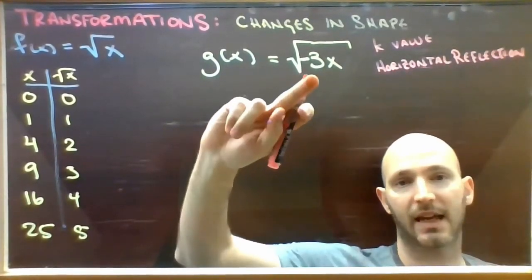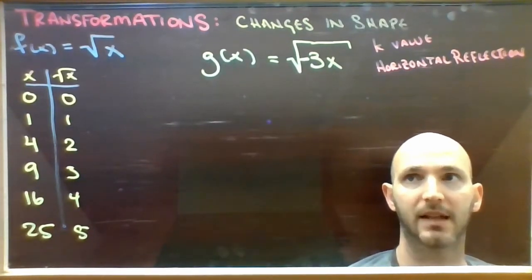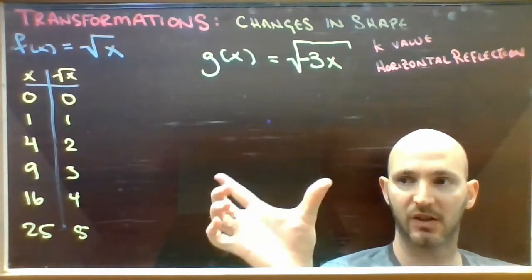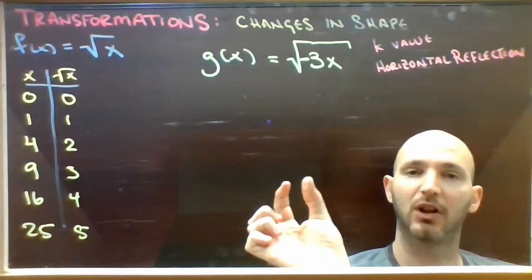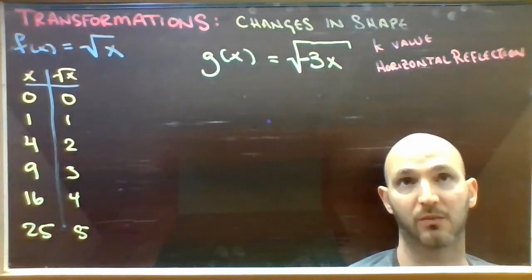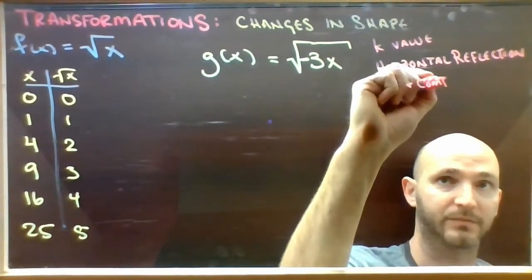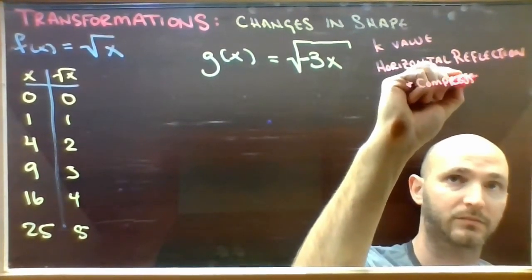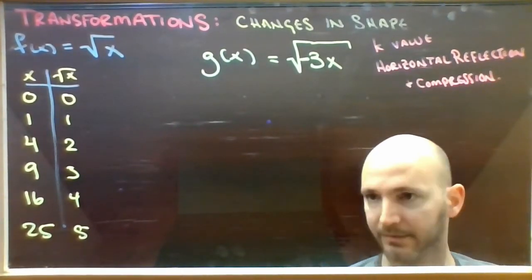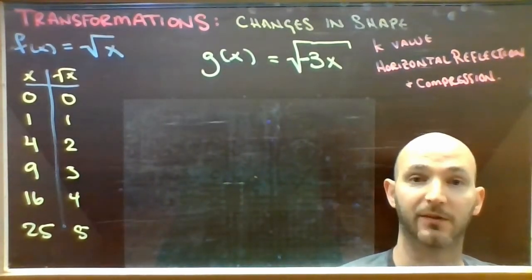And because this k value is a number bigger than 1, I'm going to end up with my x values being more effective than they normally would be. That's going to pull the function closer to the y-axis. So it's going to end up being a horizontal compression. Reflection and compression. So if I get my axis out here, you're probably getting tired of hearing me say that.